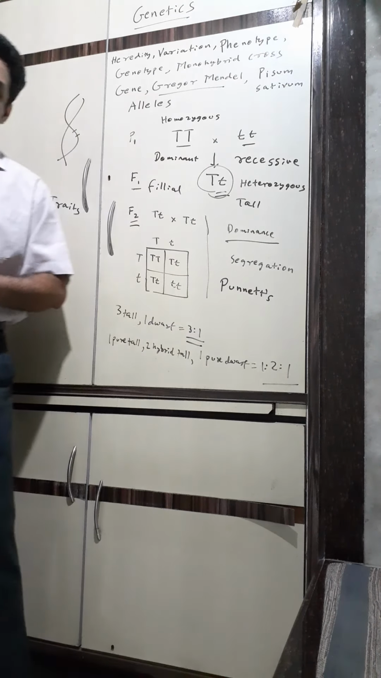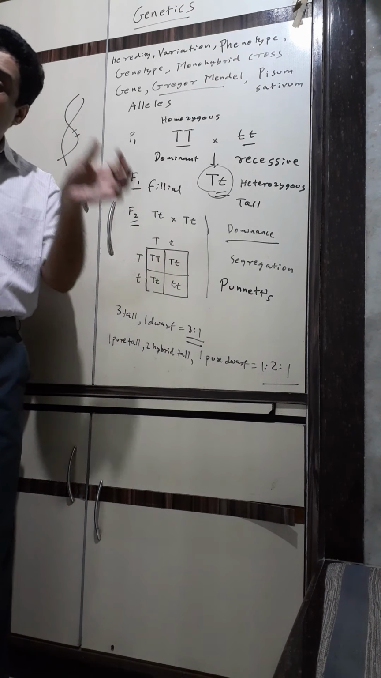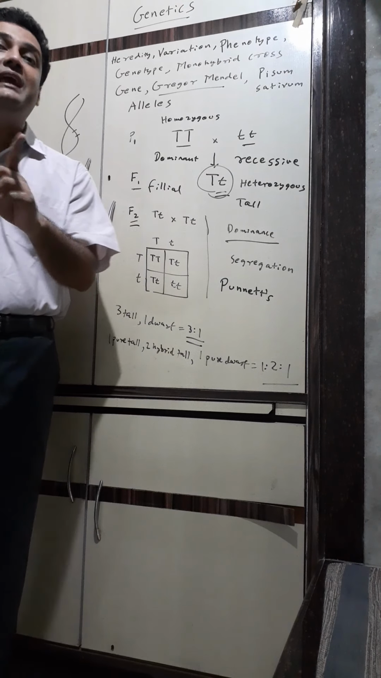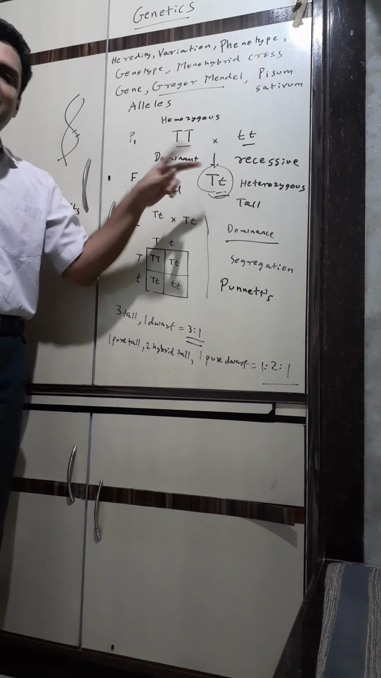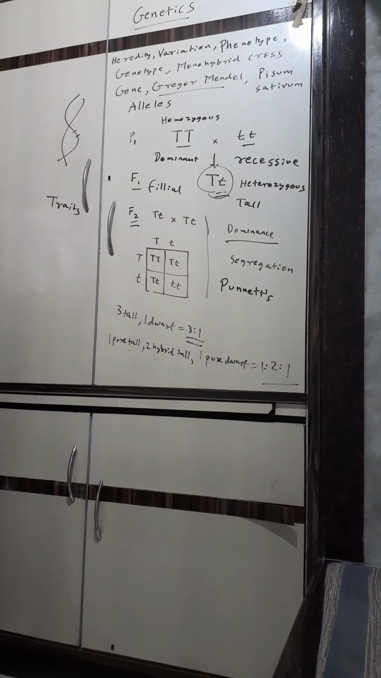What does the law state? The law states that in the F1 hybrid, the factors or the genes are together, but remember they will always separate during gamete formation. Only during gamete formation they'll be separate, otherwise in the individual they'll be together. So each gamete is pure for that particular factor.